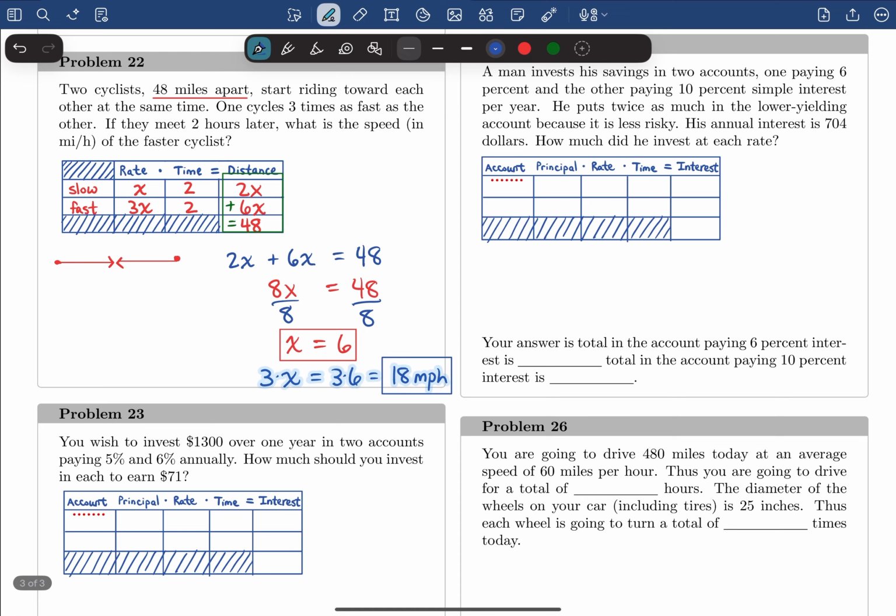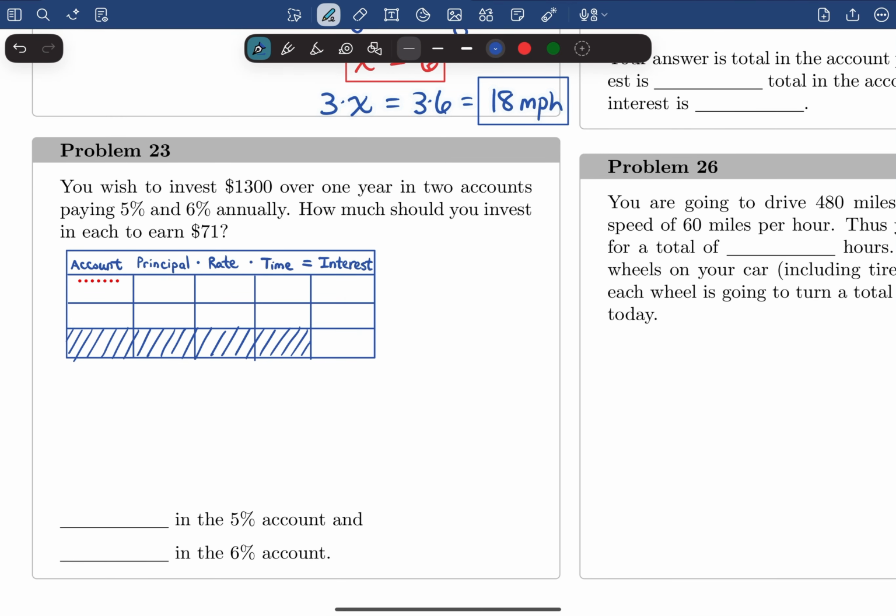Great. Let's go ahead and look at problem number 23. You wish to invest $1,300 over 1 year into 2 accounts paying 5% and 6% annually. How much should you invest in each to earn $71?